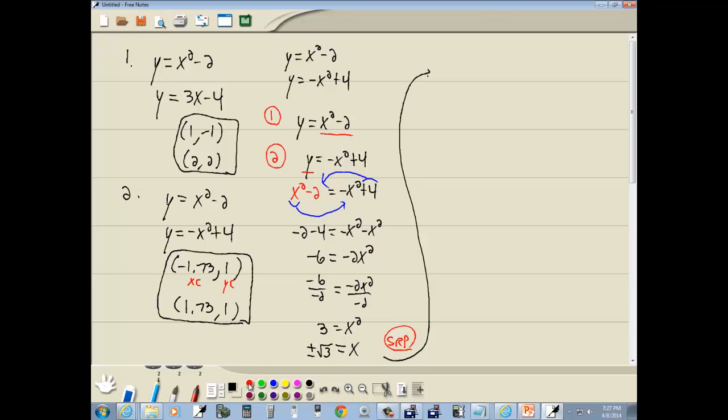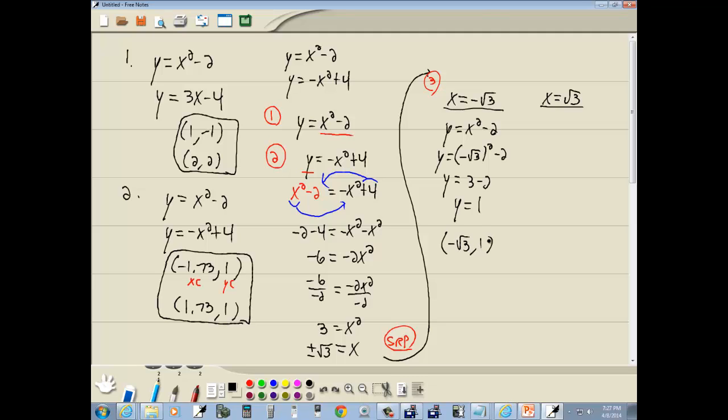Okay, step 3. We want to take the answers we just found. X is equal to negative square root of 3, and x is equal to positive square root of 3. And we want to plug it into the equation from step 1. So we got y is equal to x squared minus 2. And we'll plug that in. So we got y is equal to negative square root of 3 squared minus 2. Now when you square a negative, it becomes positive, and a square root and a second power cancel each other out. So you got 3 minus 2, or y is equal to 1. So this answer would be negative square root of 3 comma 1.